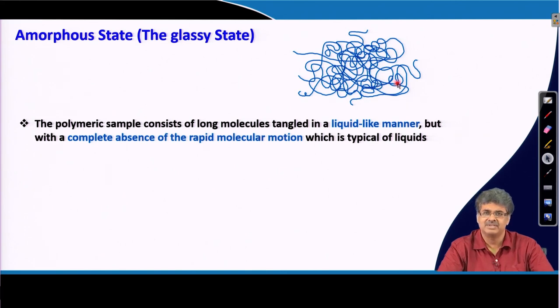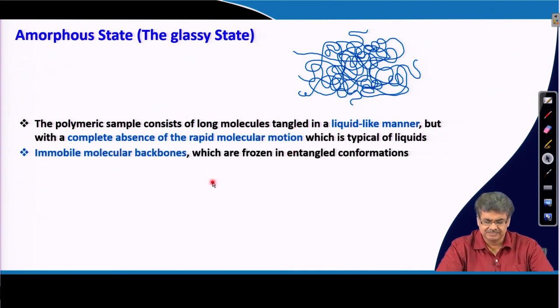So, there is a difference between a typical liquid and a polymer glass. In the true sense, a polymer glass is more like a liquid state, but because it has no molecular motion and the viscosity is very high, from a practical point of view it is actually a solid material, but from a molecular point of view, it is a liquid material.